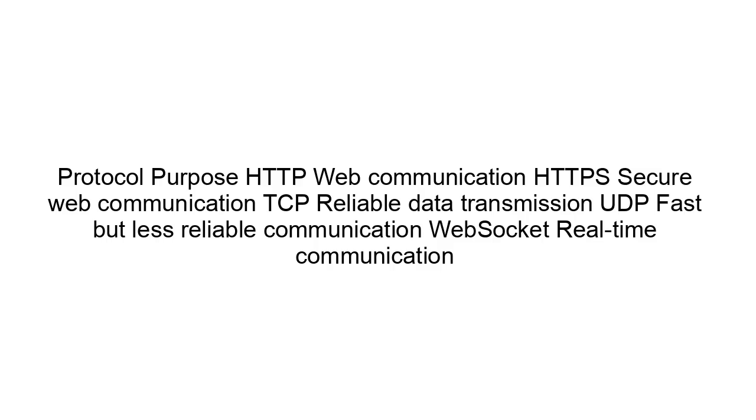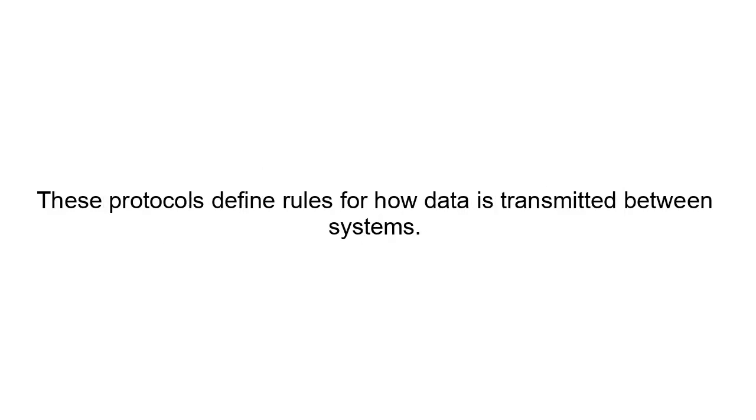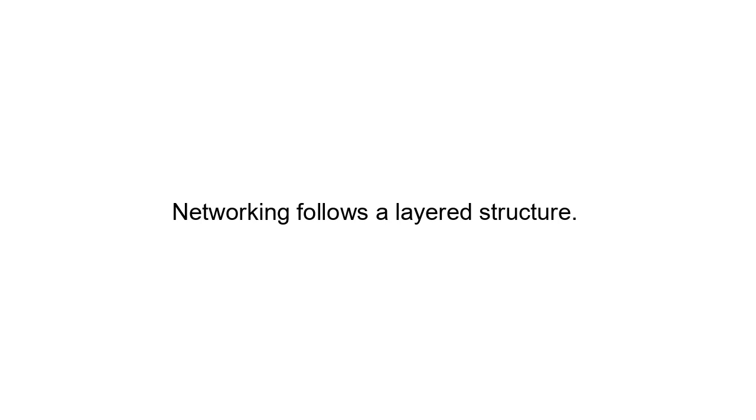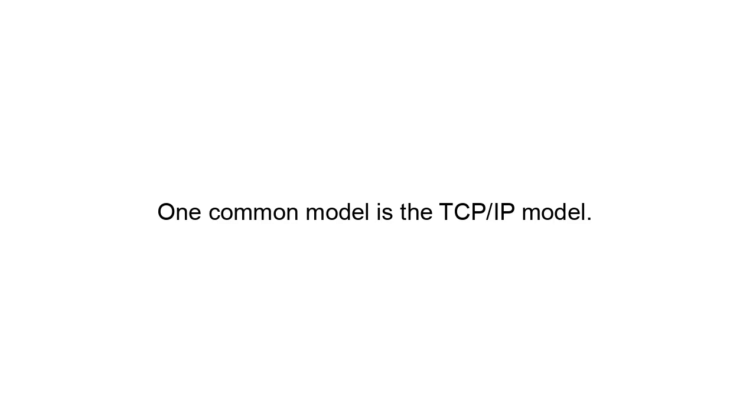Common networking protocols. Programs use several networking protocols. HTTP: web communication. HTTPS: secure web communication. TCP: reliable data transmission. UDP: fast but less reliable communication. WebSocket: real-time communication. These protocols define rules for how data is transmitted between systems.